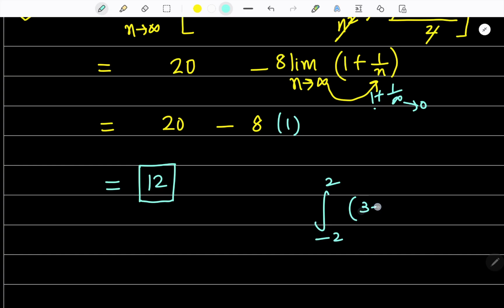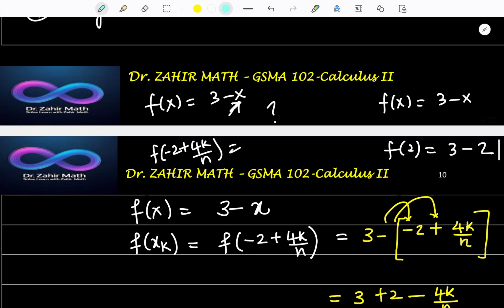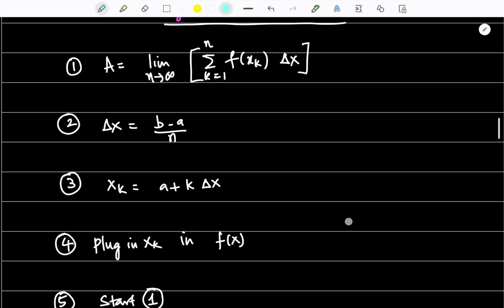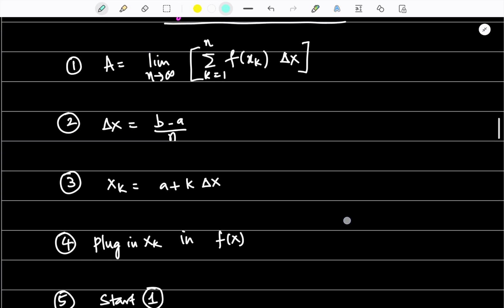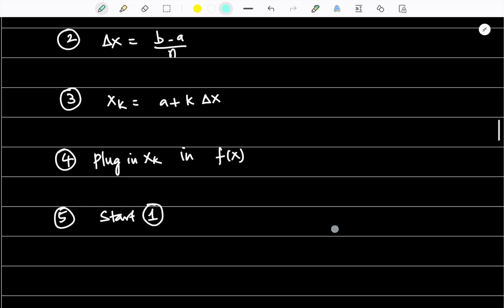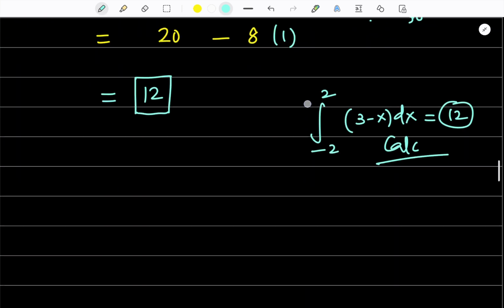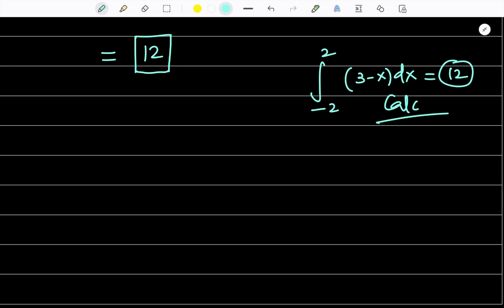Integral from minus 2 to plus 2 of 3 minus x times dx is equal to 12 in the calculator. Again, I'm telling you, check your answers in the calculator. But you have to follow this partition method. There are totally how many steps? 5 steps: area formula, delta x, xk, put xk in f of x, and then start from step number 1. These are the things you are going to study. So this finishes your exercise 5.3 in module 1.